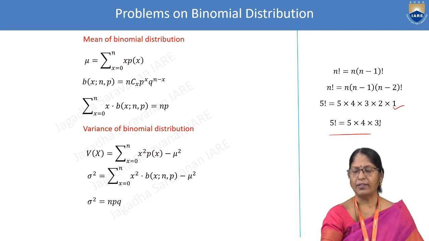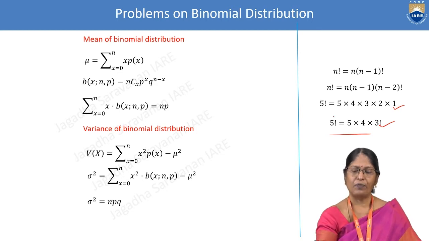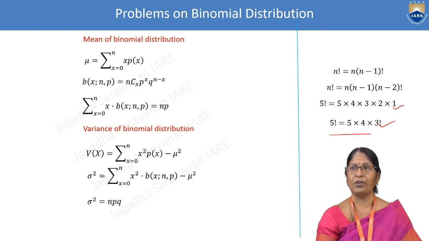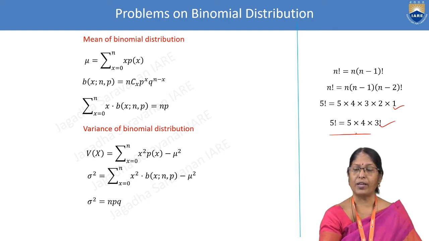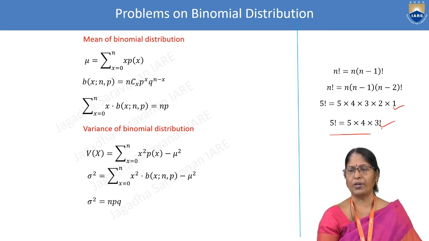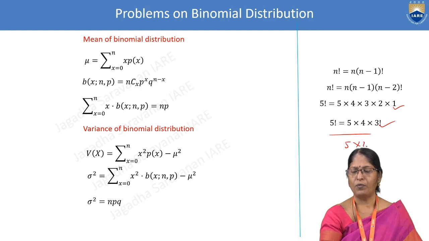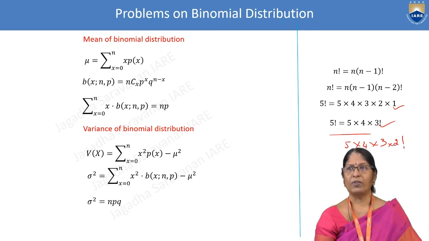Here, what is the difference between this and this? Here 5 factorial, we wrote 5 into 4 into 3 into 2 into 1. Here 5 factorial, 5 into 4 into 3, in the middle only we stopped, we didn't write up to 1. So 3 has the factorial notation. Otherwise, 5 into 4 into 3 into 2, if we want to stop at 2, no problem, 2 we will stop with the factorial notation.